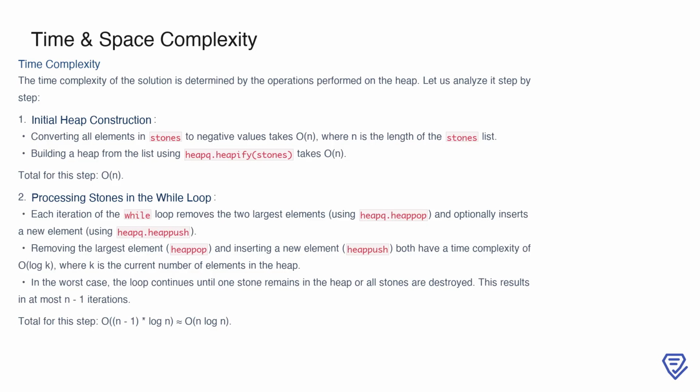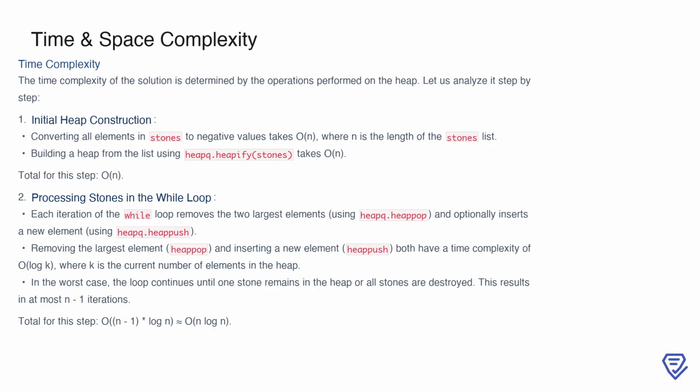The time complexity of this solution is largely influenced by the operations performed on the heap. First, we need to construct the heap. This involves converting all the elements in the stones list to negative values, which takes n time since we process each element individually. Next, we use Python's heap.heapify function to build the heap, which also takes n time because it uses Floyd's in-place heap construction algorithm. So, the total time for the initial heap construction is n.